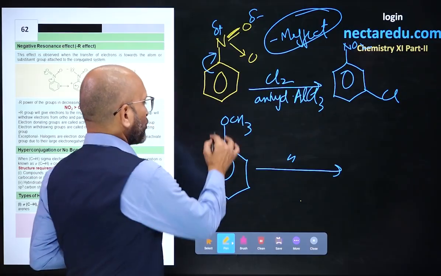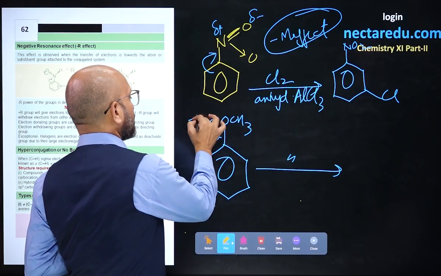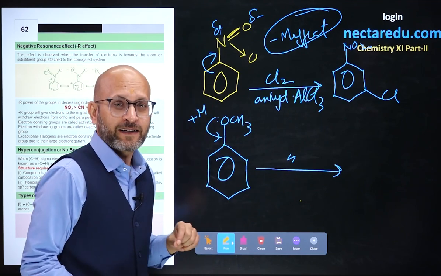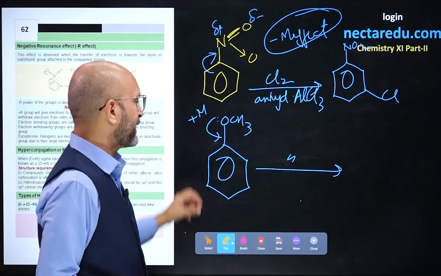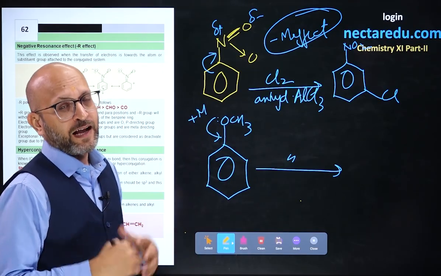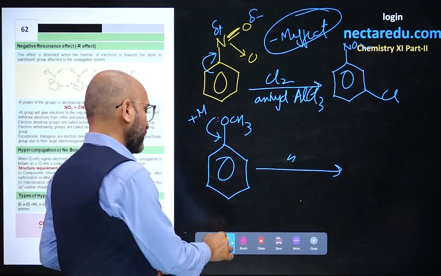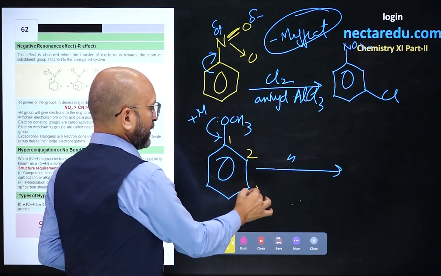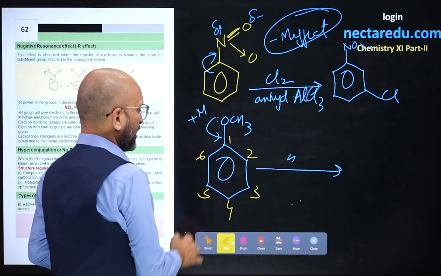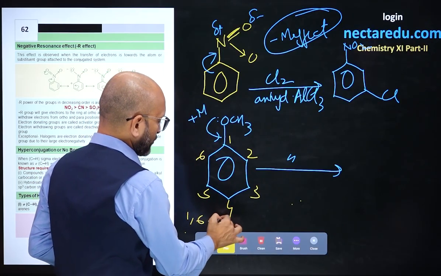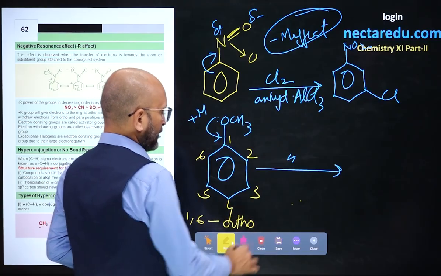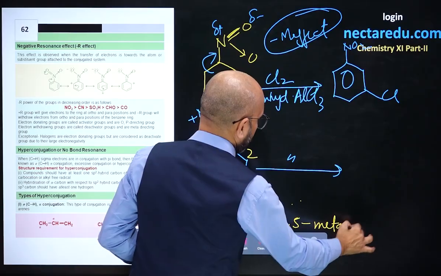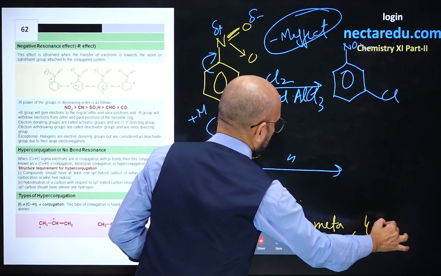this group shows positive mesomeric effect, the plus M effect, and it is ortho and para directing. That means chlorine will go and attach to the ortho and para positions. I am sure that you know what the ortho and para positions are, but I will explain it here again. 1, 2, 3, 4, 5 and 6. The 1 and 6 positions are known as ortho, the 3 and 5 positions are known as meta, and the 4th position is known as para.